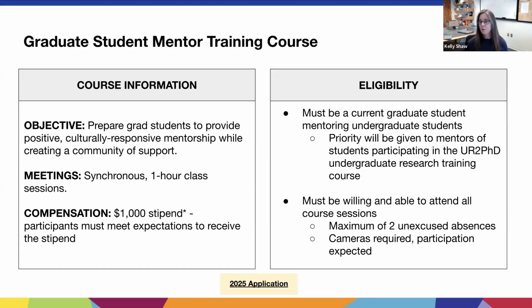directly. And so what's the eligibility? So they must be a current graduate student who's mentoring undergraduate students. Priority will be given to graduate students who are mentoring students participating in UR2PhD. But if you have other graduate students who aren't part of UR2PhD, we have accepted and are happy to accept graduate students into this program as well. So the grad students have to be willing to attend all the course sessions with a maximum of 2 unexcused absences and participate in the conversation.